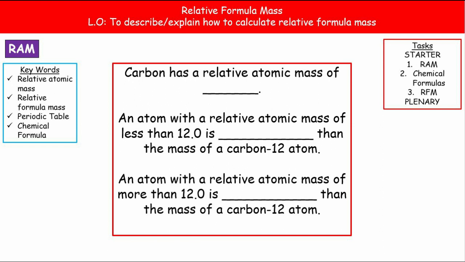Let's just check our answers then. Obviously, tick any you've got right. Carbon has a relative atomic mass of 12. An atom with a relative atomic mass of less than 12 is lower than the mass of a carbon-12 atom, and an atom with a relative atomic mass of more than 12 is greater than the mass of a carbon-12 atom. Obviously, you can use alternative words for less and greater and so forth.